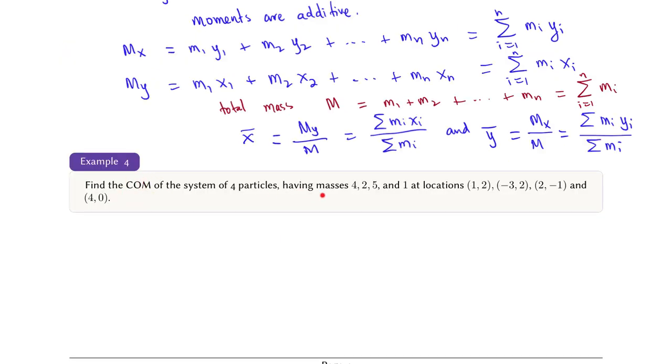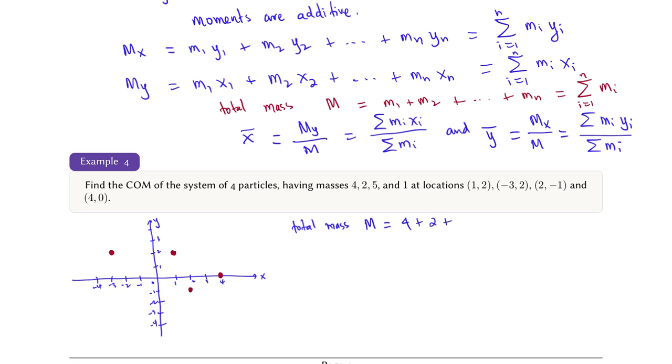For example, find the center of mass of the system of 4 particles having the masses 4, 2, 5, 1 at these locations. So first, we put them on the coordinate system, xy. We have 4 points with the corresponding masses. So to find x bar, y bar, first we find the total mass. The total mass is 4 plus 2 plus 5 plus 1, which is 12.